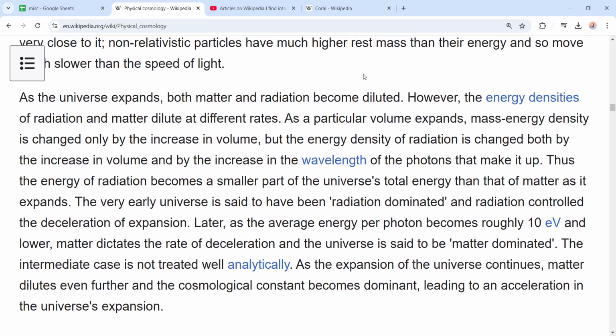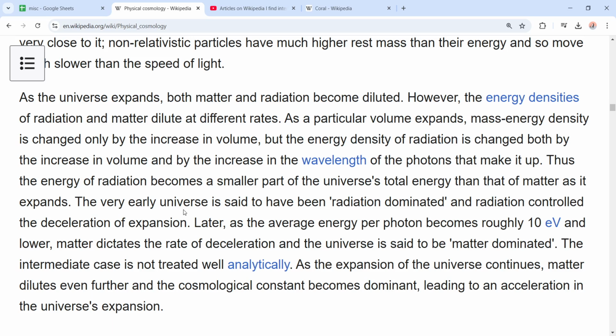As a particular volume expands, mass energy density is changed only by the increase in volume, but the energy density of radiation is changed both by the increase in volume and by the increase in the wavelength of the photons that make it up. Thus, the energy of radiation becomes a smaller part of the universe's total energy than that of matter as it expands.